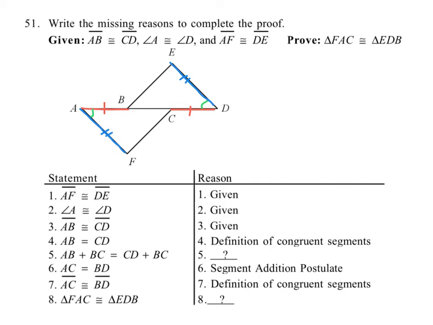So let's take a look at what we got over here. We've got AF is congruent to DE, the blue one's given. Angle A is congruent to angle D, the green one, angle given. Segment AB is congruent to segment CD in red, that's given. Now, we know that AB is equal in length to CD, right? That's what they're talking about here. That length is equal to that length, okay?